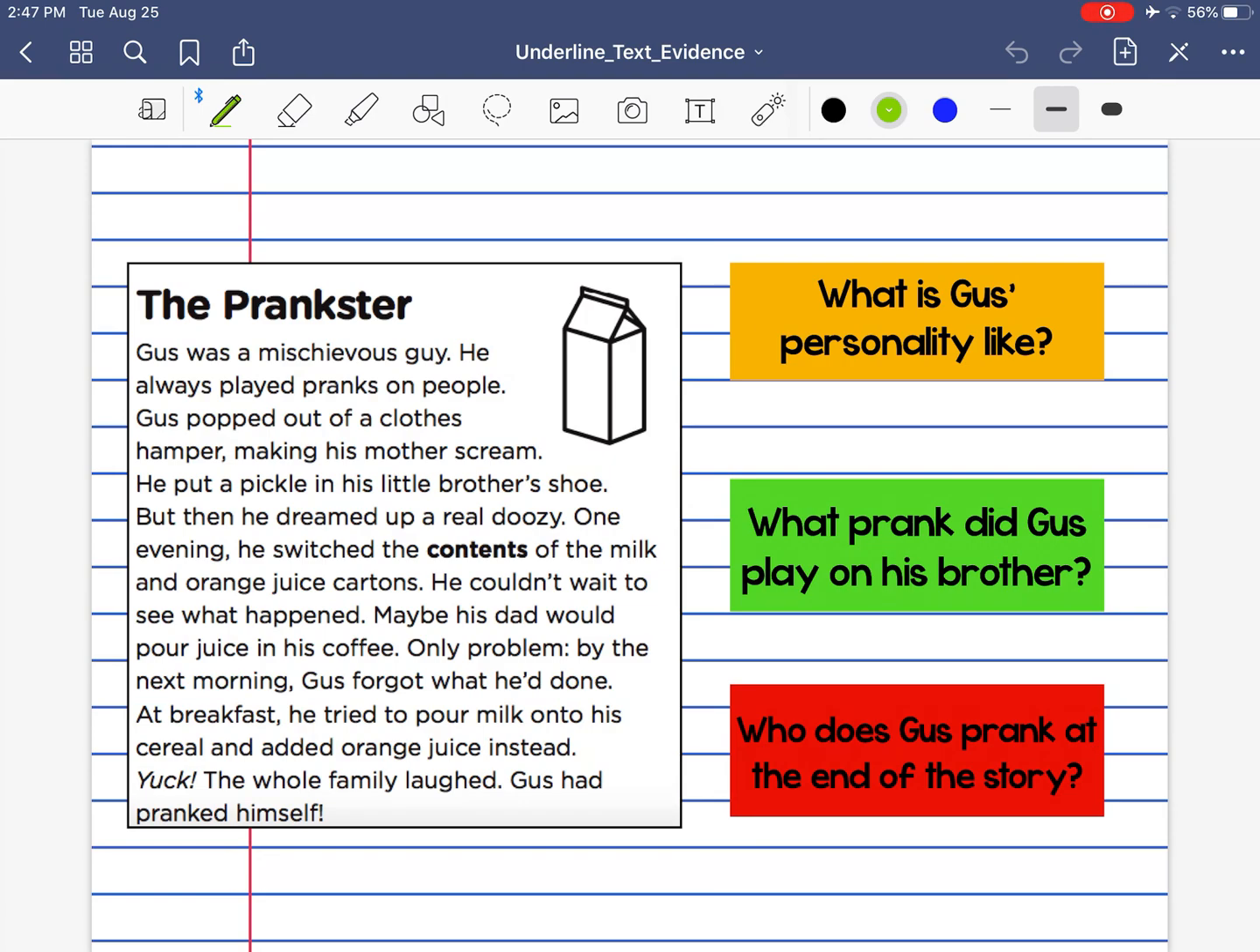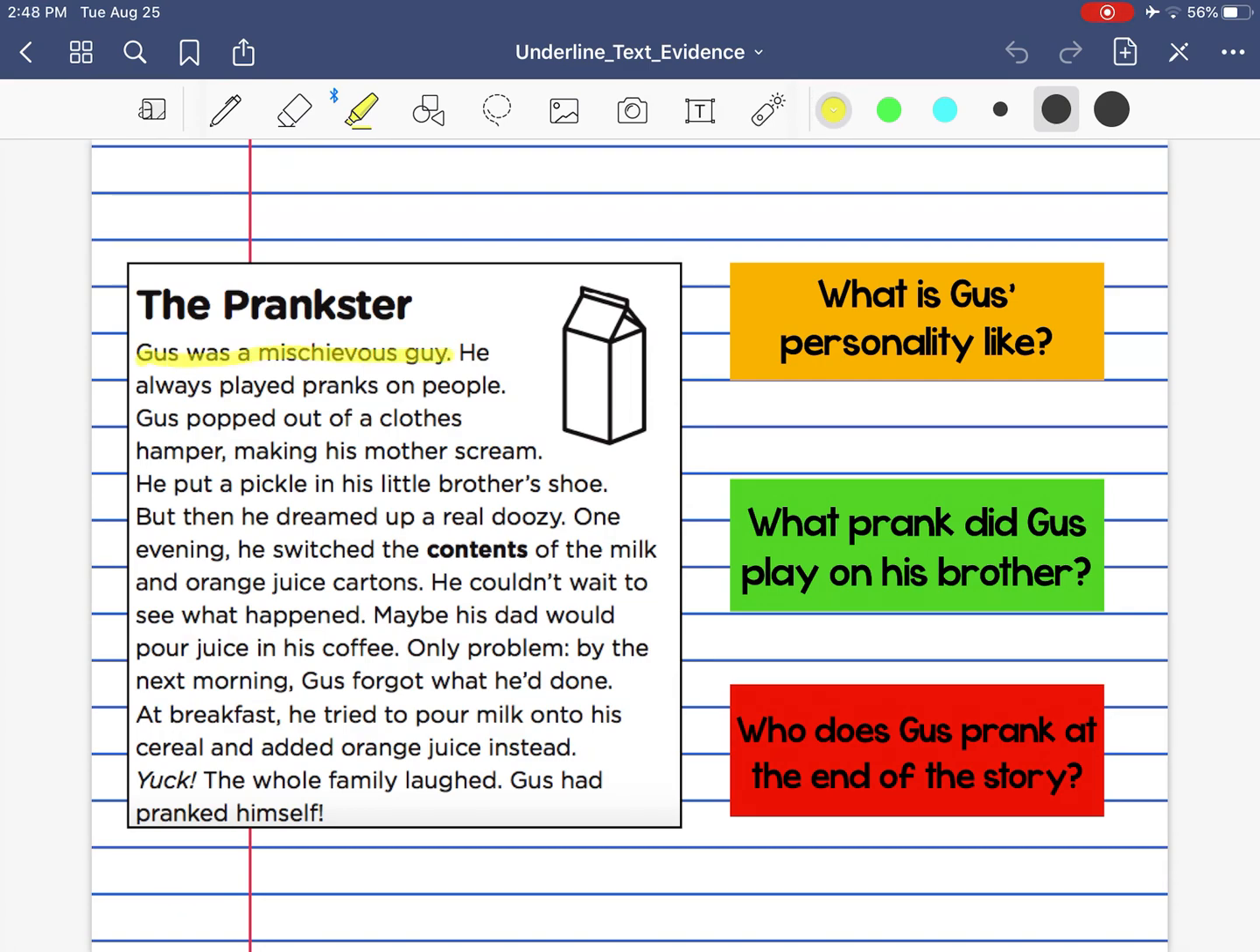So what I've got here is a little passage with some written response questions, like the kind we might use the RACE strategy for. But instead of answering these written response questions in writing today, we're going to underline the text evidence in our passage. So first I'm going to read you the passage, and then we'll get started.